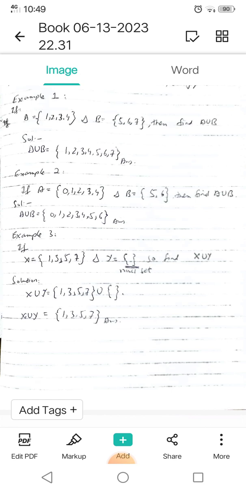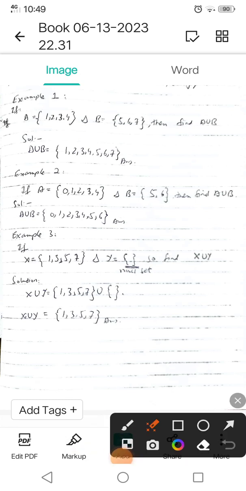Okay, so here I have written three examples, but I am asking about this one, example number 3. Here we have X is equal to {1, 3, 5, 7} and Y is equal to the null set. So if we find X union Y, what will be the answer of this? I have told you that it is called null set or empty set.